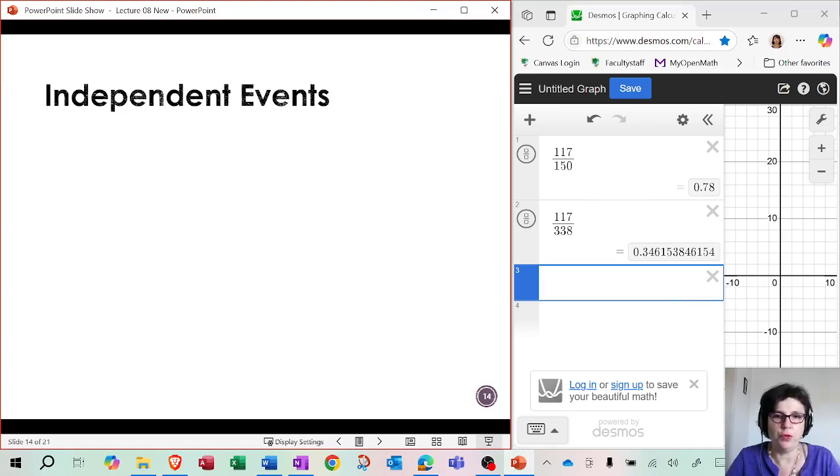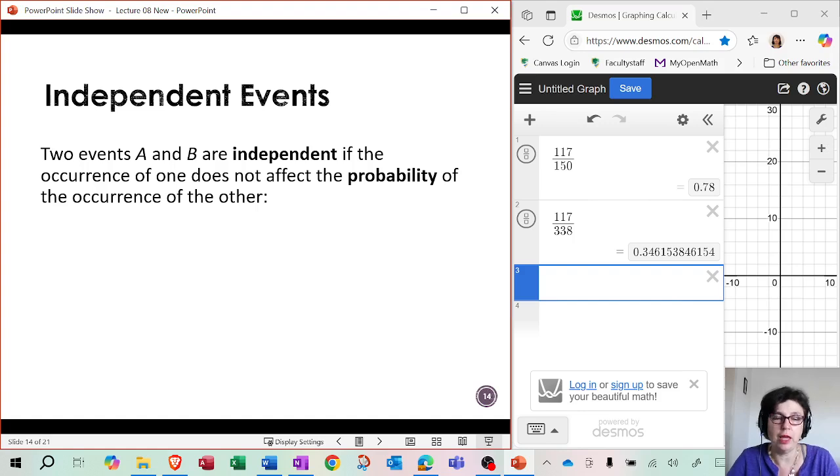Okay, so the definition of independent events. Two events, A and B, are independent if the occurrence of one of them does not affect the occurrence of the other. How can that happen? Imagine that there are two events. A is it's going to rain in New York City, and B is it's going to rain in Tokyo. Are these events independent or not? Suppose I tell you that it is raining in Tokyo. Is that going to affect the chance that it's going to rain in New York City? No. So that means the events are independent.